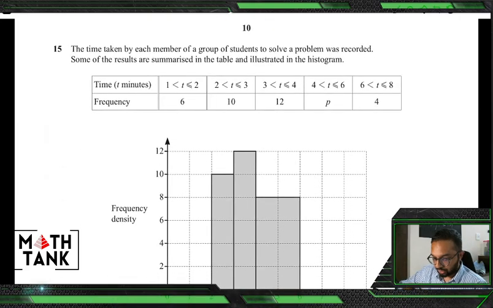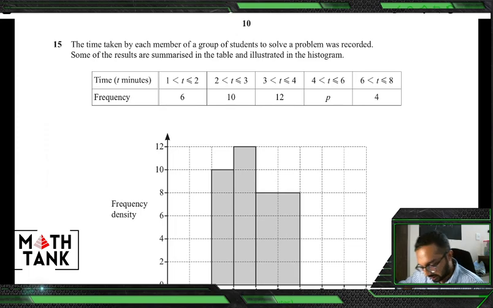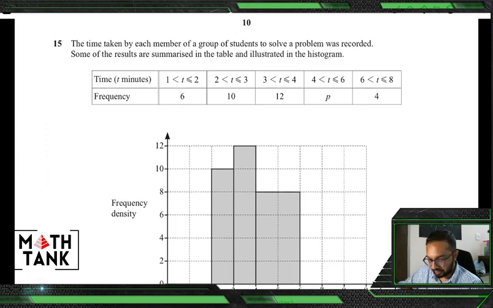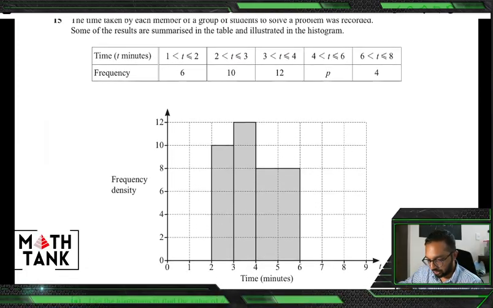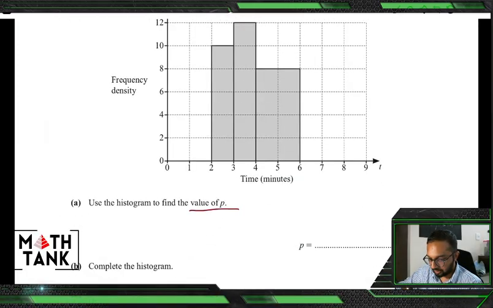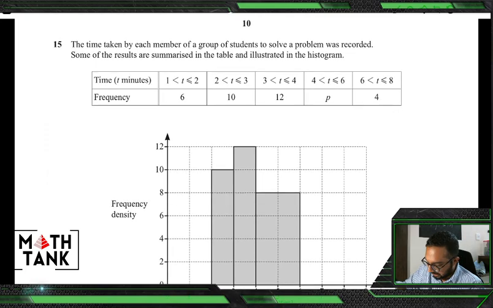Then you have a question on a histogram. It says the time taken by each of the members was recorded. Some of the results were summarized and illustrated in the diagram. So there's a partially drawn histogram for me. Use the histogram to find the value of P. So I have to find this value of P.